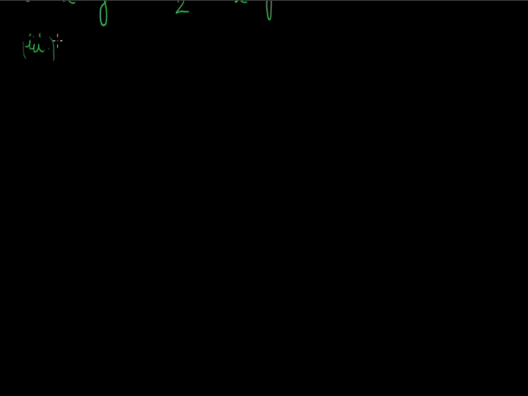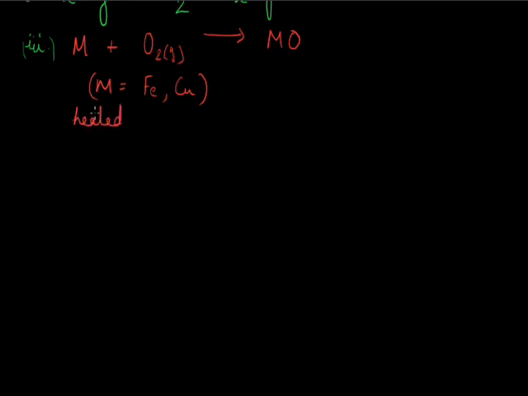Now the third case I am taking is of those metals which have to be heated before reaction with oxygen. Here I can take the example of metal plus oxygen, which will form metal oxide. The metals that have to be heated are iron or copper. These metals do not directly react with oxygen, they have to be heated. That is, red hot iron reacts with oxygen and then it forms metal oxide. Here iron forms the metal oxide.